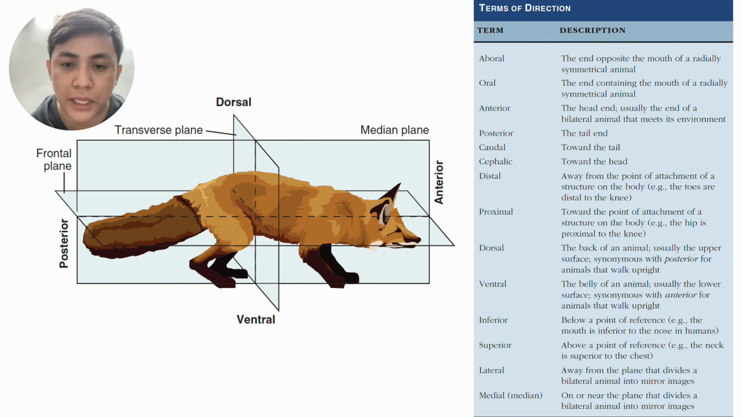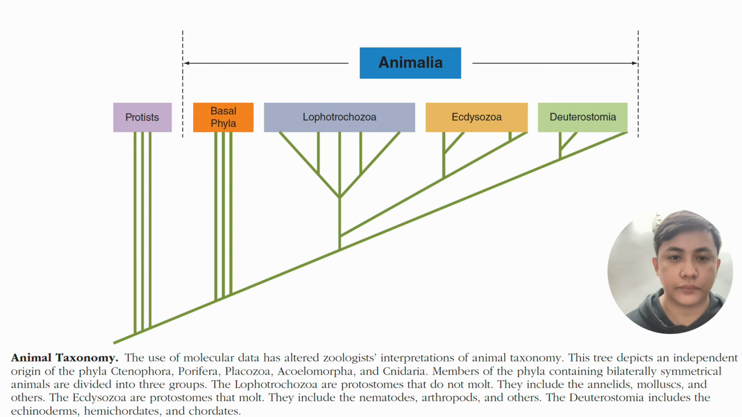Lateral means away from the plane that divides a bilateral animal into mirror images, while medial or median means on or near the plane that divides a bilateral animal into mirror images. The use of molecular data has altered zoology's interpretation of animal taxonomy.